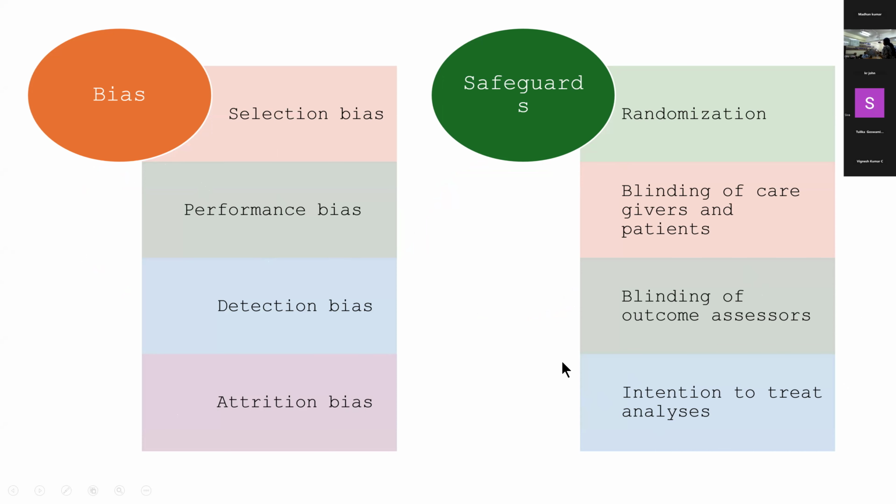A detection bias is in the way you assess the outcome. To prevent that, you would blind the outcome assessor. And another cause of bias is attrition, the way you handle your loss to follow-up. To prevent that, you would do an intention-to-treat analysis.